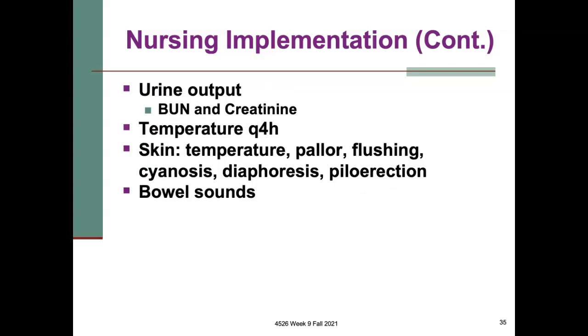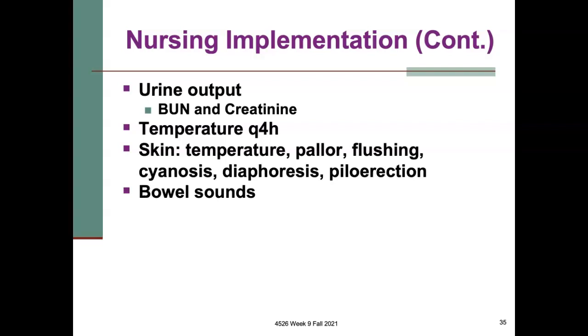Hourly urine output measurements assess the adequacy of renal perfusion. A urine output of less than 0.5 mL per kilogram per hour may indicate inadequate kidney perfusion, so you would need to figure that out from the patient's weight. BUN and creatinine values are also used to assess renal function. And what you'll be doing with these is monitoring the trends in the creatinine and BUN levels to assess the renal function.